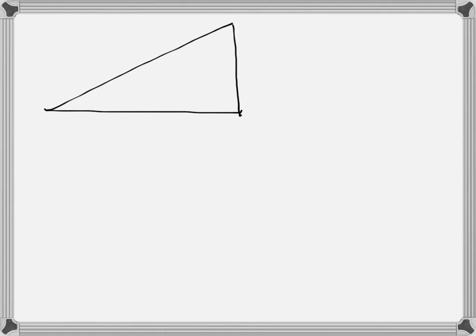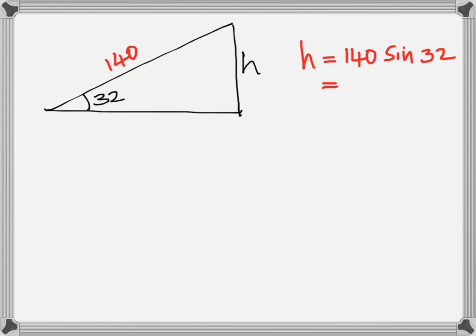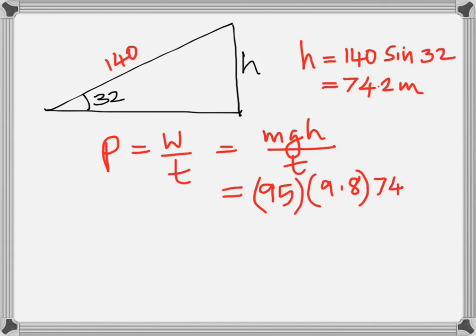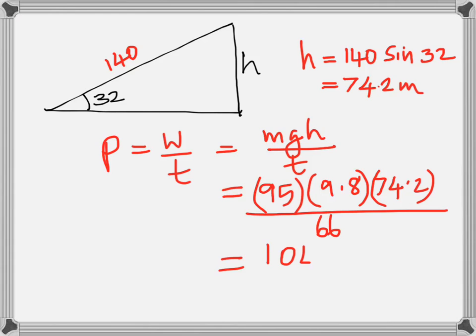In the ninth one, pretty straightforward question. Again, you have to find the height of the stairs using the angle. So you can find the increase in their potential energy, which is mgh. And then when you divide that by time, you get the power, because power is work over time. So you get 1047 joule per second, or watts.